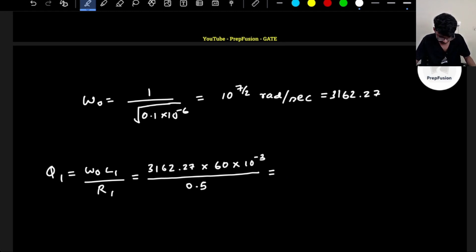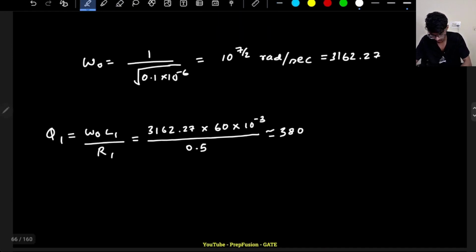So this will be 3162.27 into 60 into 10 raised to power 3 into 2. So 379, almost equivalent to 380. Okay, this will be the quality factor of the first coil.